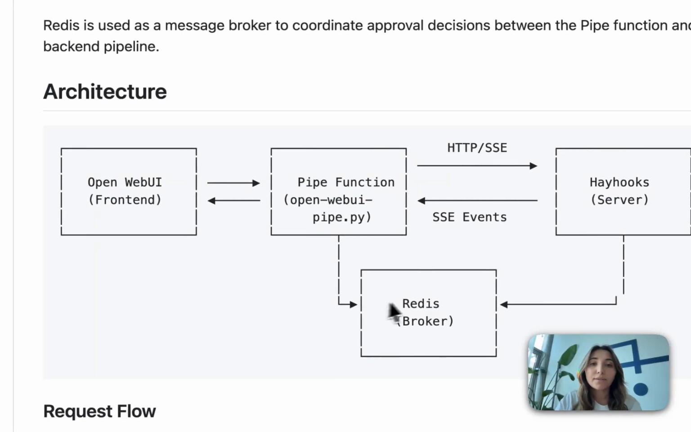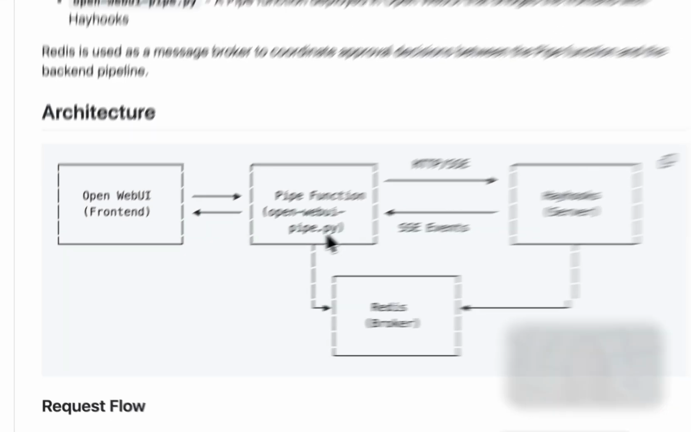OpenWebUI is the chat front end where a person actually sees the conversation, the requests, and clicks approve or reject. Redis is the broker here. It's the only thing the agent process and the OpenWebUI can both reach. And it's also quite important for actions that require human approval. And we are going to connect all of them with a pipe function that's a function in OpenWebUI. So let's go ahead and create that.